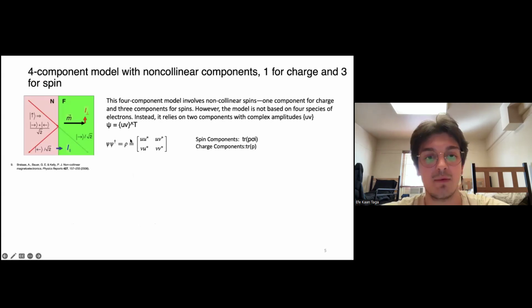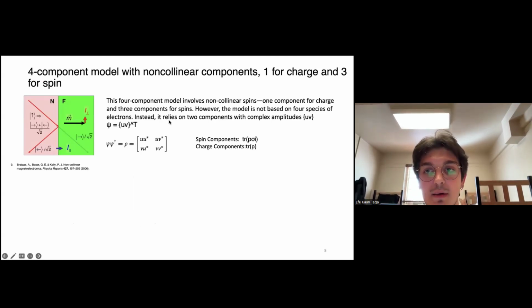But when quantum effects enter our model, and when the spins are not collinear, we need to use a more complicated model. This is the four-component model with non-collinear components. We use a 4 by 1 matrix, one component for charge and three for spin. However, the model is not based on four species of electrons. Instead, it relies on two components with complex amplitudes.